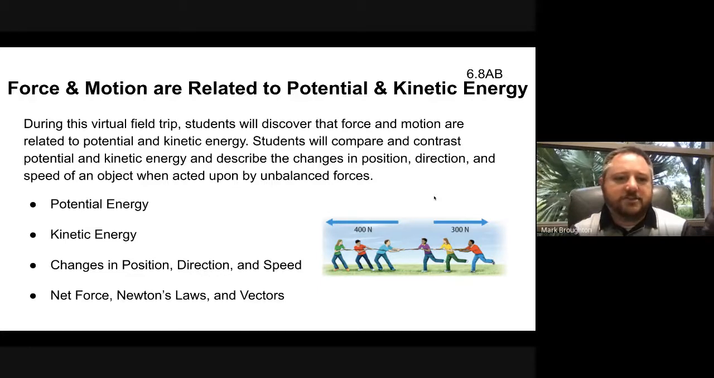So we're going to start off this morning by exploring potential energy. Then we will explore kinetic energy. Next, we will explore changes in position, direction, and speed. And last, we're going to look at net force, Newton's laws, and vectors.